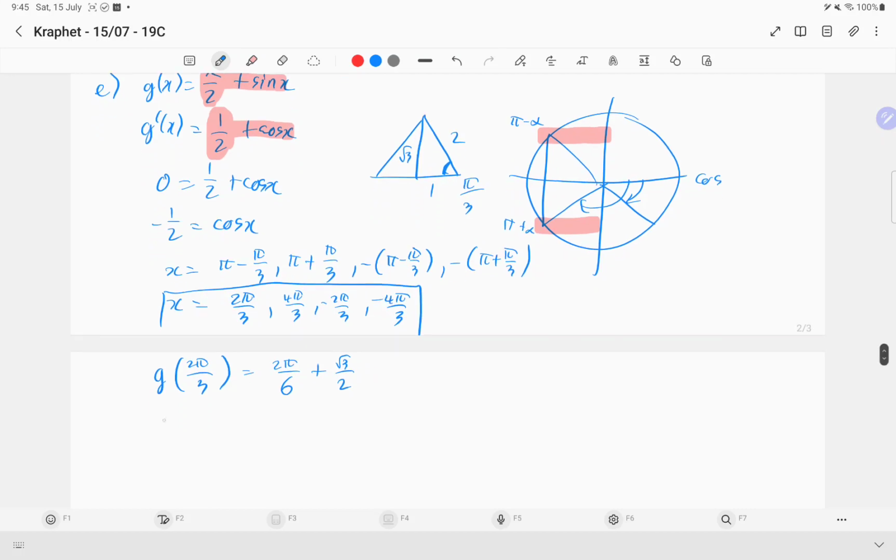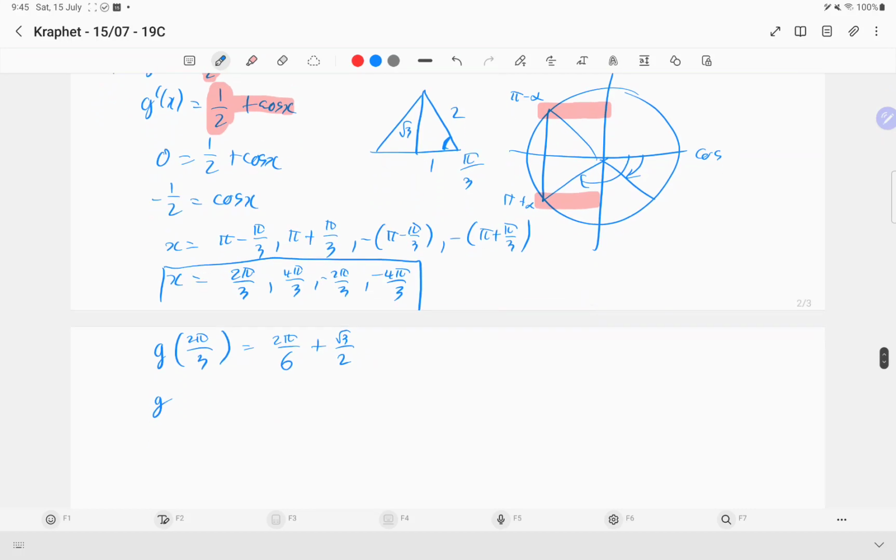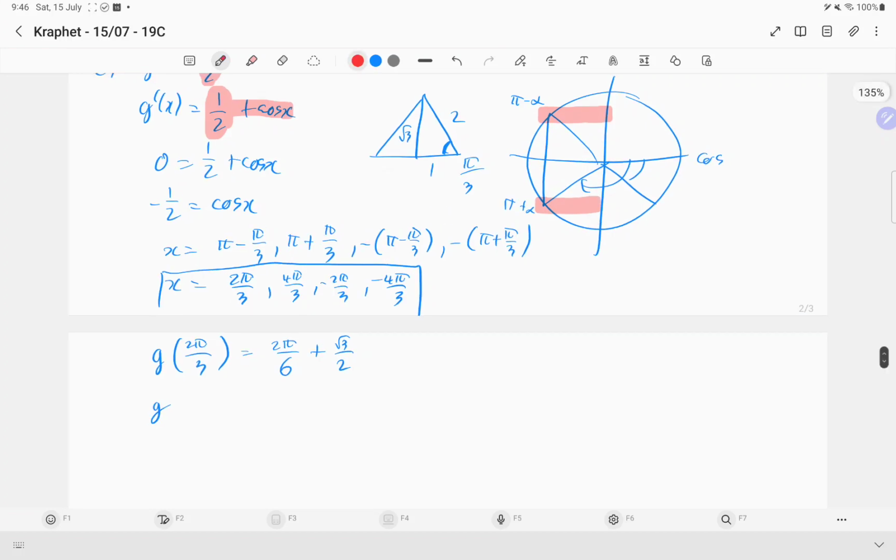Okay, and then g of, so this one will be the same as negative 4 pi on 3. Because that angle there would go to the same point. Does it make sense? So it goes to the same point. That's why this is also the same as g of negative 4 pi on 3. And then therefore g of, let's say, positive 4 pi on 3 is in the third quadrant here, and that would be the same as g of negative 2 pi on 3. It's also in the third quadrant.